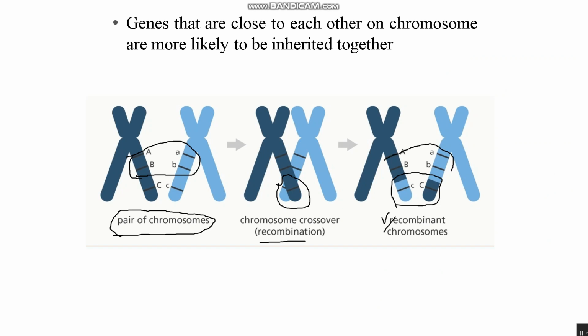In that part there is no shuffling, but the distance between B and C is very high, so they are shuffled. Like this, they are shuffled. It means if there is a high distance between two genes, the recombination frequency is very high.